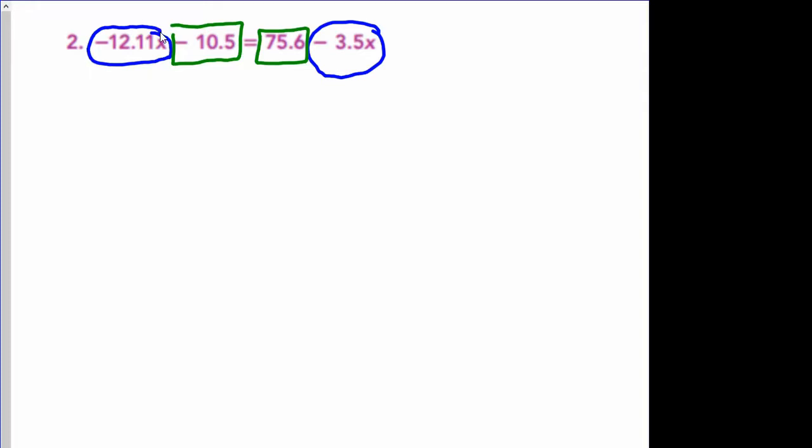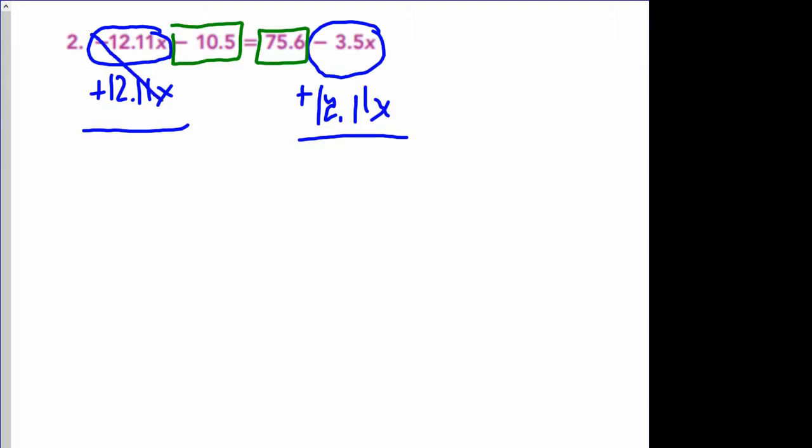So my inverse operation here is going to be to add 12 and 11/100 x to both sides. So when I do this, on this side, I have a positive and a negative of the same thing, so those just cancel out. So all I have left is a negative 10.5. This constant just comes down here.